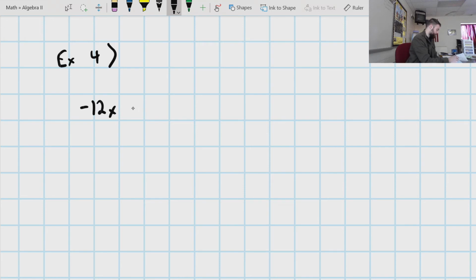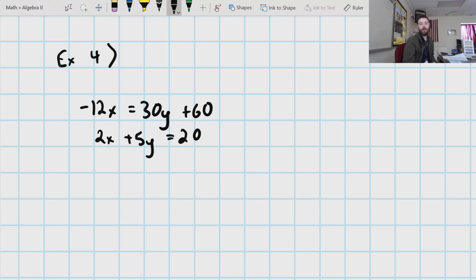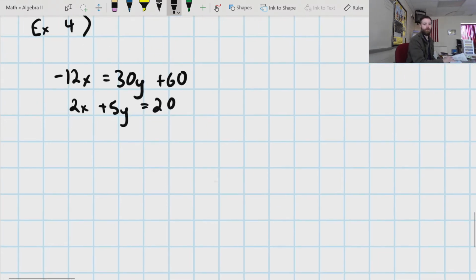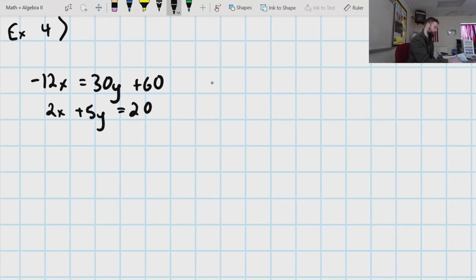Negative 12x equals 30y plus 60. And then 2x plus 5y equals 20. So we want to solve these out. So what we're going to do is solve for y in the first equation. I'm going to do that by subtracting 60 from both sides of the equation. So I'll do this in red.